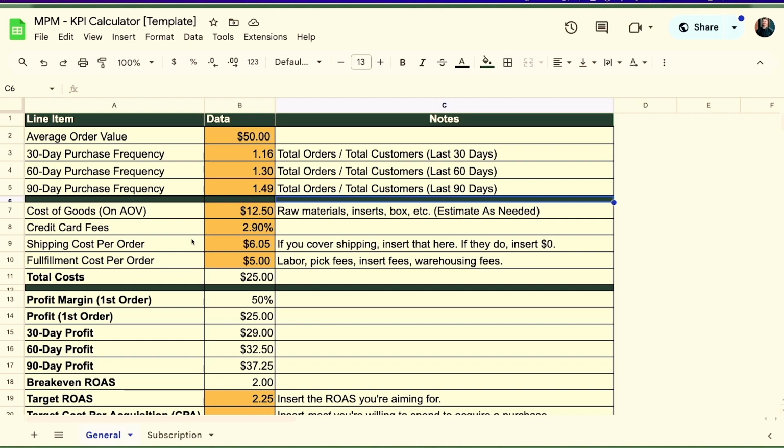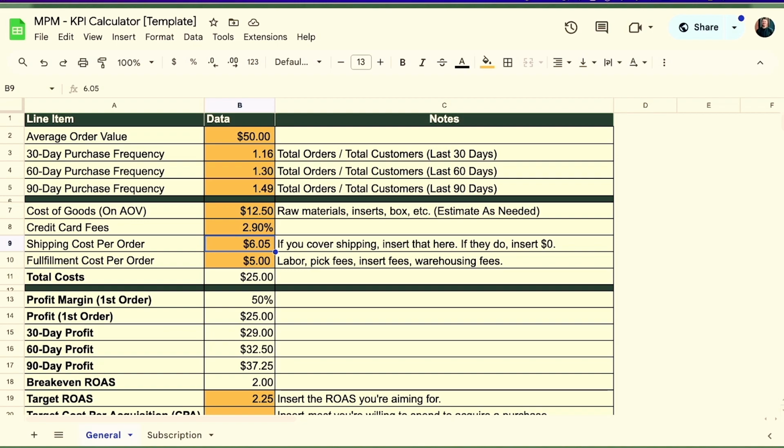If my average order value is $50 at the top left here, the first thing I'm going to do is come down and say, on that first average order value, what are my typical COGS? In this example, let's say my COGS are $12.50. I have credit card processing fees, which, by the way, a lot of people forget about. Let's say those are 2.9%. I have shipping costs, let's say about $6. And then fulfillment cost per order, with labor, pick fees, insert fees, warehousing, et cetera, is $5. Let's just say that my total cost at the end of the day is $25.